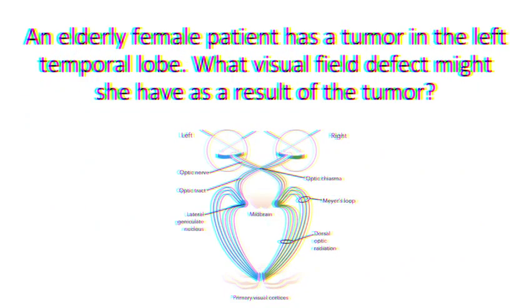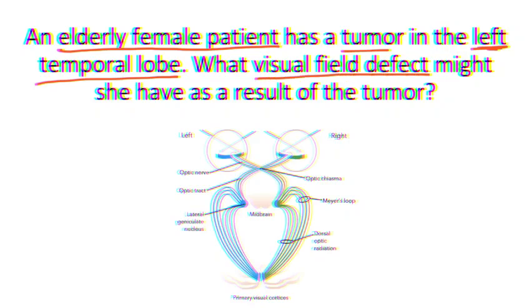So now let's do another question. Let's say there's an elderly female patient, who has a tumor on the left temporal lobe. So it's on the left. What visual field defect might she have as a result of the tumor? So we're trying to find the visual field defect. So here we are given the tumor in the temporal lobe, so it's the left temporal lobe.